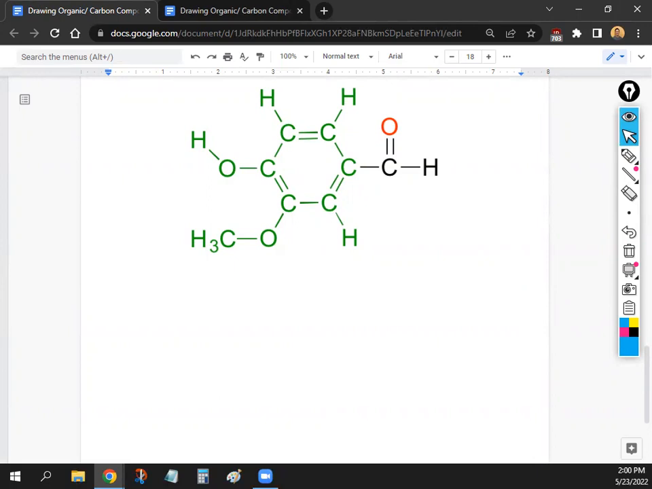You can work with the person next to you. Again, start by counting the carbons and then adding on things after. Just the skeletal structure. Okay? If you want to copy this down because it might be easier, then you can, but not required.